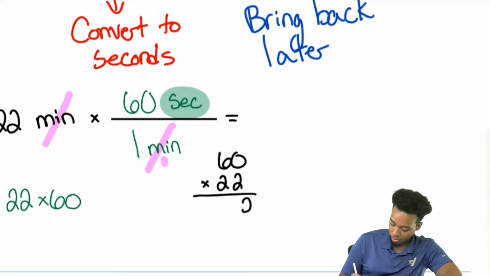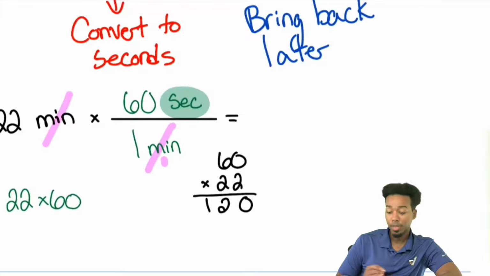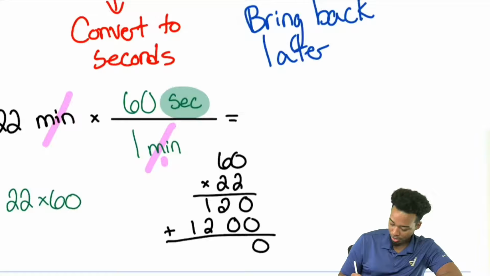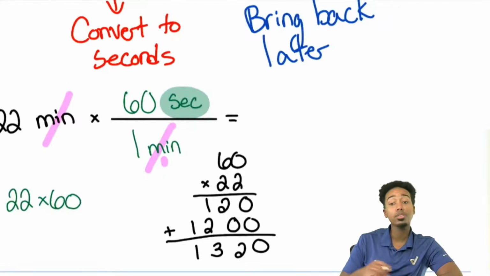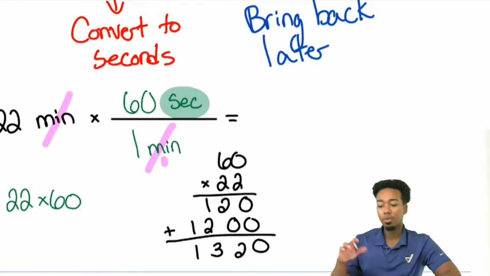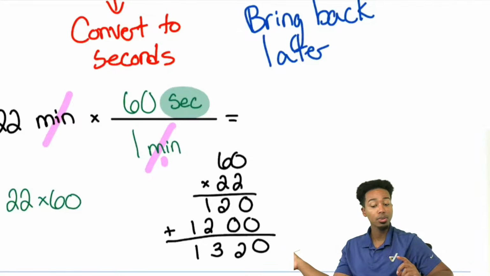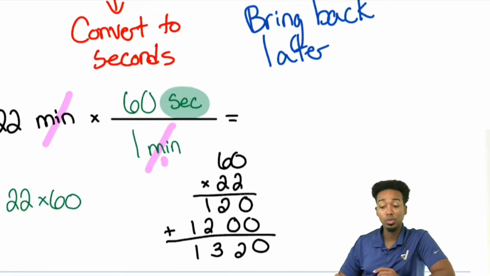Well, 0 times 2 is going to be 0. 6 times 2 is going to be 12. Then we bring a 0 down. 0 times 2 is going to be 0. 6 times 2 is going to be 12. Add that all back. 0, 2, 3, 1. 1,320. So before I continue, does everybody here understand how we got the 1,320?